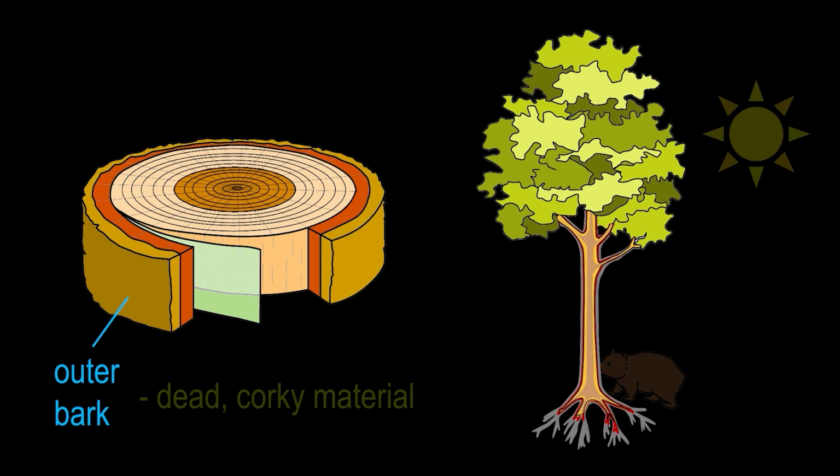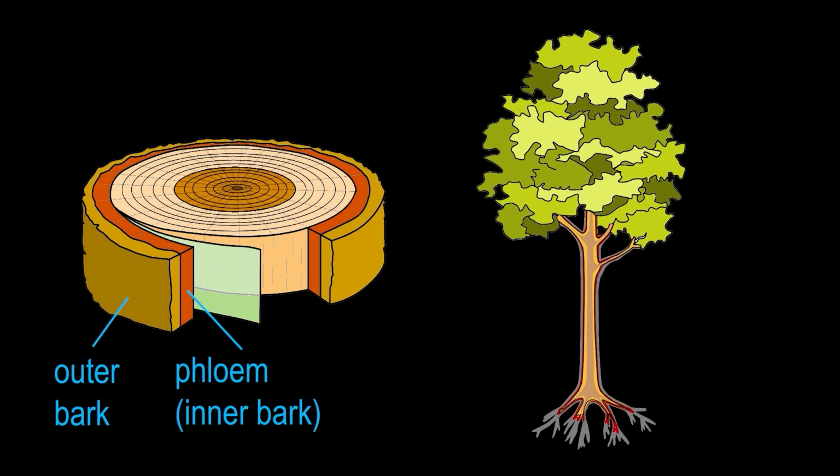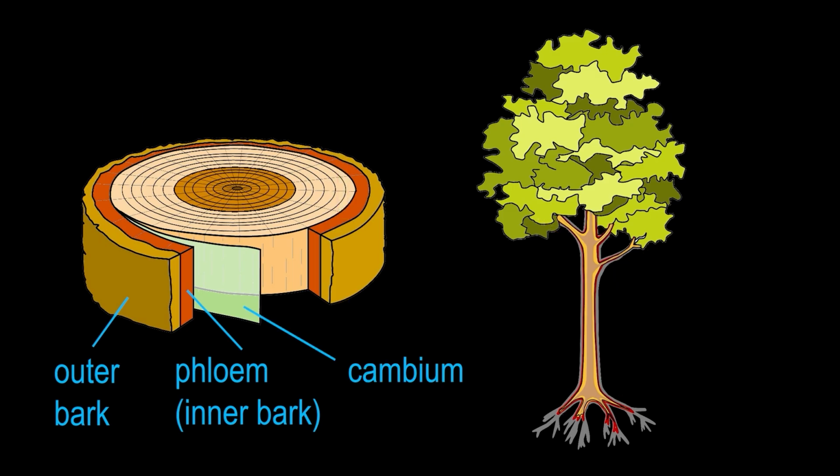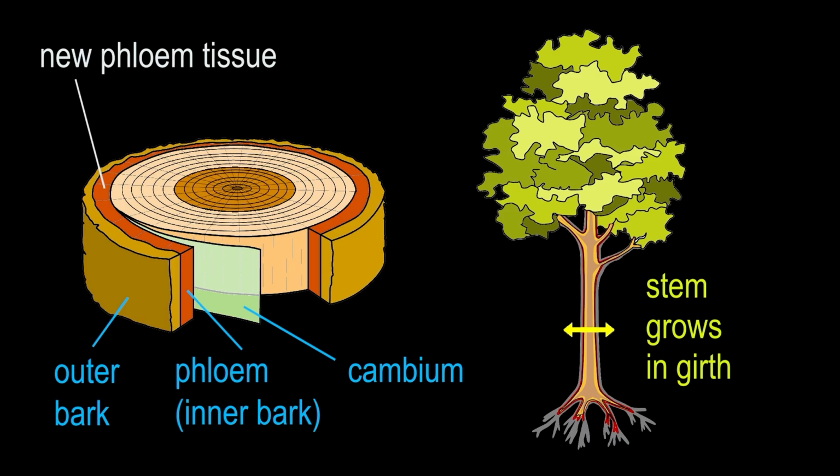Beneath the outer bark is the phloem, or inner bark, which carries the tree's food supply to all of the growing parts, such as the branch tips, roots, and stem. Underneath the phloem is the cambium tissue. This thin, slimy layer of cells is where the stem grows in girth, or circumference. As the cells multiply, they form new phloem tissue on the outside and new wood tissue on the inside.